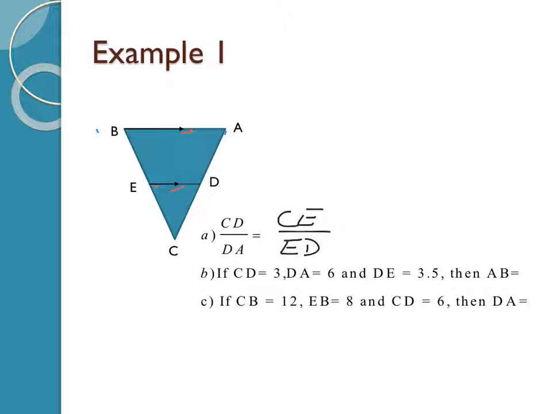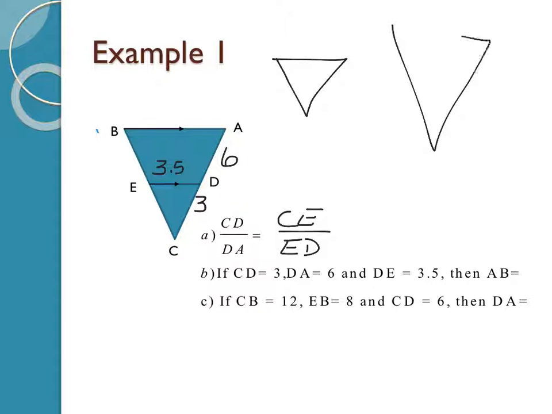All right, so for part B, it's telling us that CD is 3, DA is 6, and DE is 3.5. Now, let me just redraw these over here so you can see. So 3.5, 3, and then I know that this whole side here of this big one is 6 plus 3, which is 9. It wants me to find the value of AB.